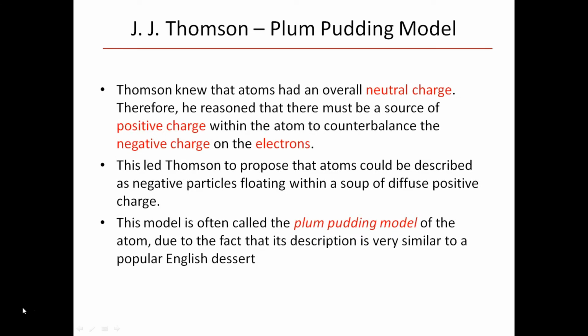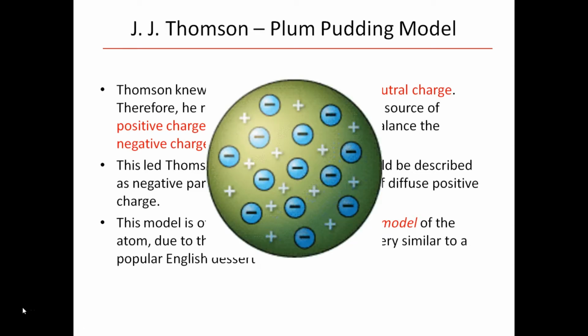Now, he knew that the overall atom was neutral, and so therefore there had to be positive material if the particle that he discovered was negatively charged. And so he said that the positively charged material surrounded the negative electrons, or that the electrons were embedded in a positive material, much like chocolate chips are embedded in a cookie. He called it the plum pudding model because plum pudding was a popular English dessert. Here we have a diagram of it. As we can see, the green represents the positive material surrounding the negatively charged particles.